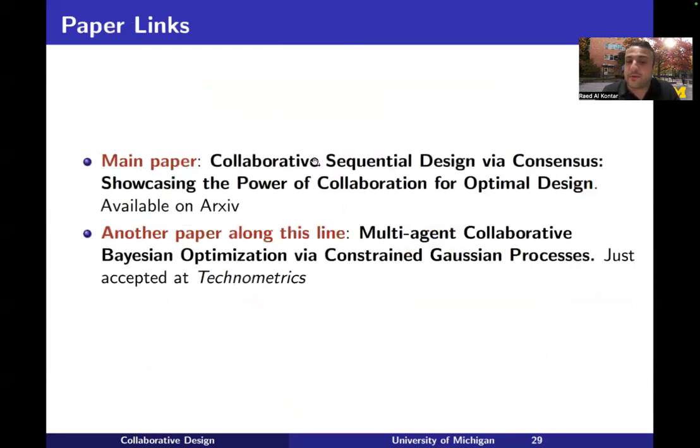And this paper is available on arXiv. It's called Collaborative Sequential Design via Consensus. And we have another paper along this line that tackles a similar problem, but is adversarial in the sense that no matter how heterogeneous the clients are, we can get strong theoretical guarantees. That was just published in Technometrics. It's called Multi-Agent Collaborative Bayesian Optimization via Constrained Gaussian Process. Thank you, everyone.